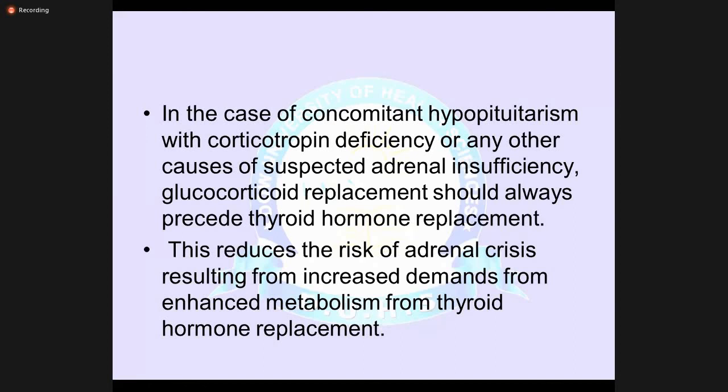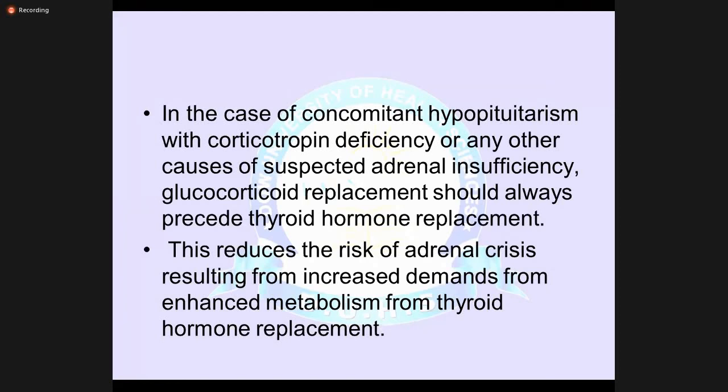So if you are dealing with a child who has the pituitary as the culprit, in other words a child with secondary hypothyroidism, one should be very clear that you don't give thyroxine alone to that child. Thyroxine will lead to enhanced metabolism from thyroid replacement, and when there is enhanced metabolism, there will be more need of adrenocorticotropic hormone. As this patient has corticotropin deficiency because of the fault in the pituitary, that may result in adrenal crisis.